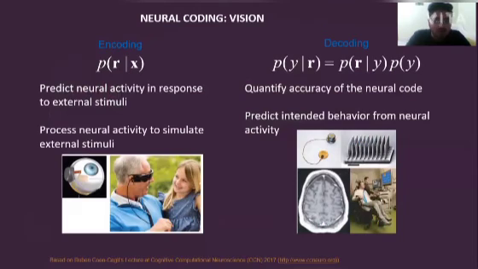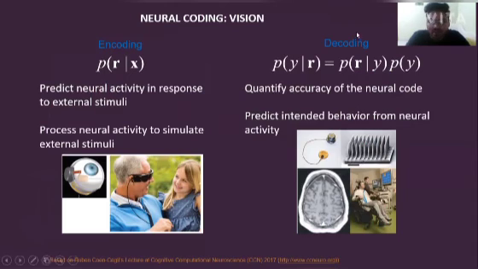So why do we care about this encoding and decoding? We care about encoding because with the help of encoding, we can predict the neural activity in response to external stimuli, and we can process this neural activity to simulate external stimuli, which can be used to develop retinal prosthetics. And we care about decoding because it can be used to quantify the accuracy of the neural code and predict intended behavior from neural activity, and it can be used to design neural prosthetic devices.